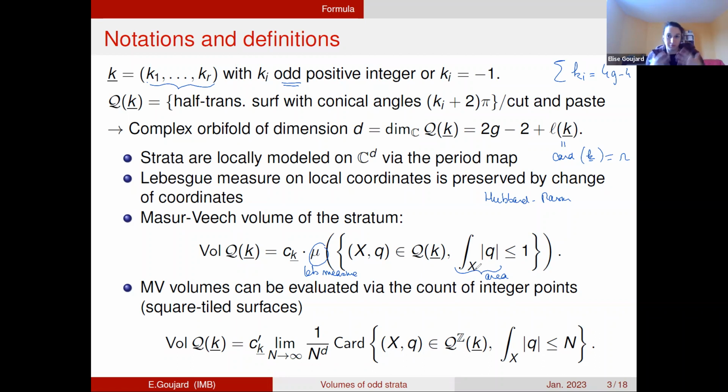Okay, so once you can measure something finite, now you want to compute it. And what is the way to compute this volume? It's just to count integer points, or rather rational points if you prefer, in the set of surfaces of bounded area. So let me give the result. The volume can be computed as the limit as big N goes to infinity, where big N will be the number of squares.